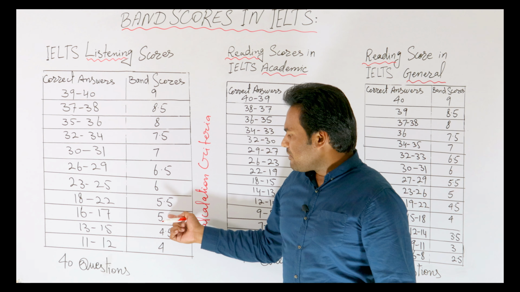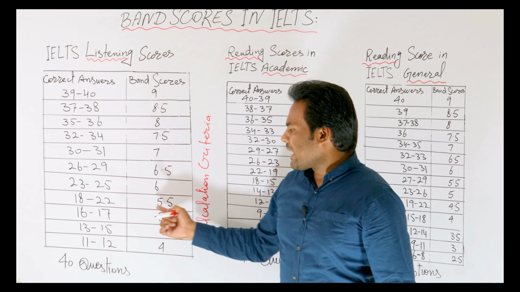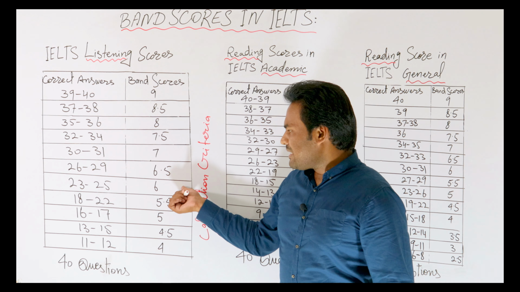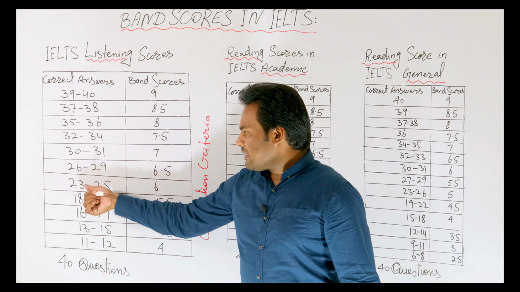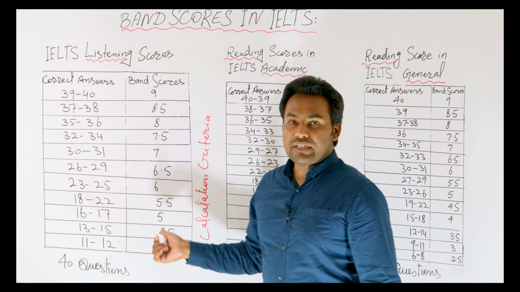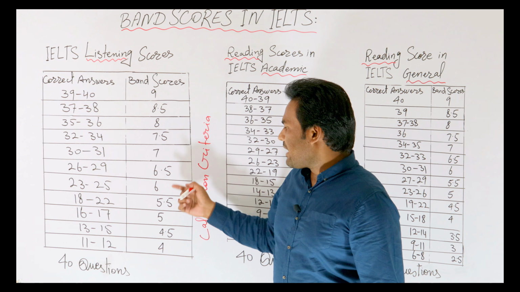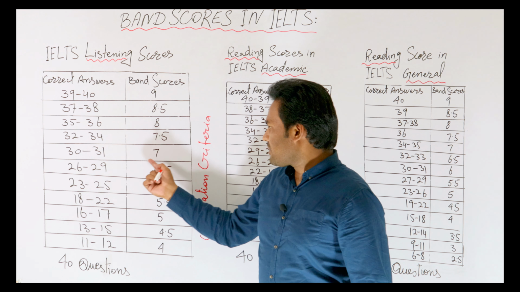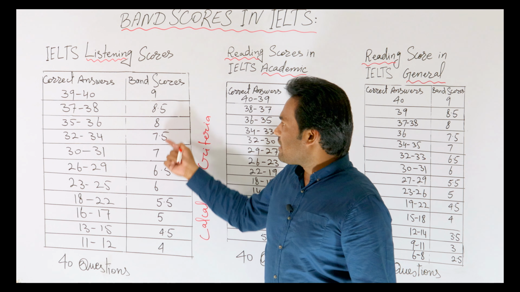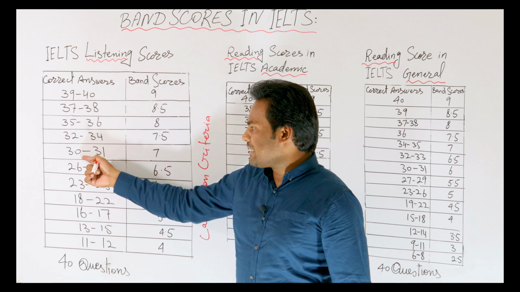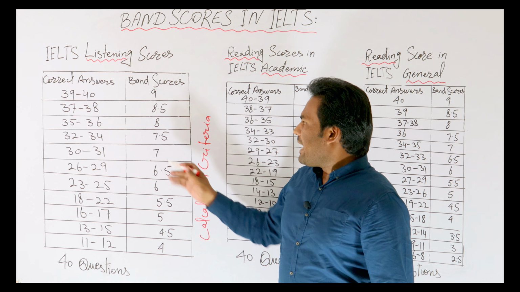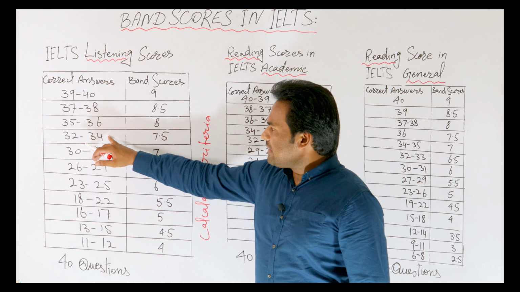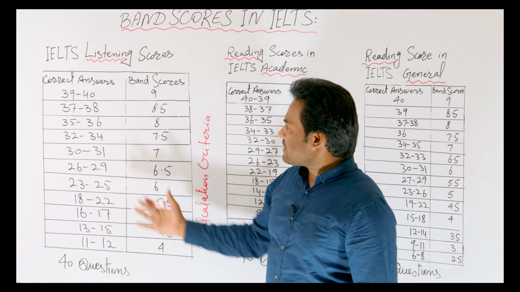Similarly, for gaining a 5 band score, you have to solve 16 to 17 correct answers, and to gain 6 you have to solve 23 to 25 correct answers, and for 6.5 you have to solve 26 to 29 correct answers. And similarly, for gaining 7 band score, you have to solve 30 to 31 correct answers, and for 7.5 you have to get 32 to 34 correct answers.